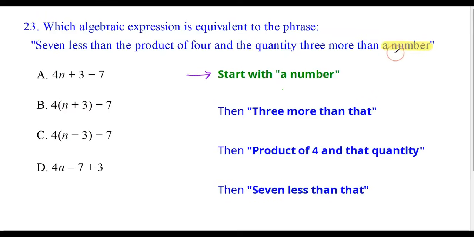Now, I don't know what this number is. It could be 50, it could be 60, it could be 10. So I'm going to use a variable to represent the number. I'll use the variable n. Why did I use n? Well, if you look in our answer choices, the letter n shows up. So in other words, n represents some number. So you start with a number, we'll represent it with the variable n.